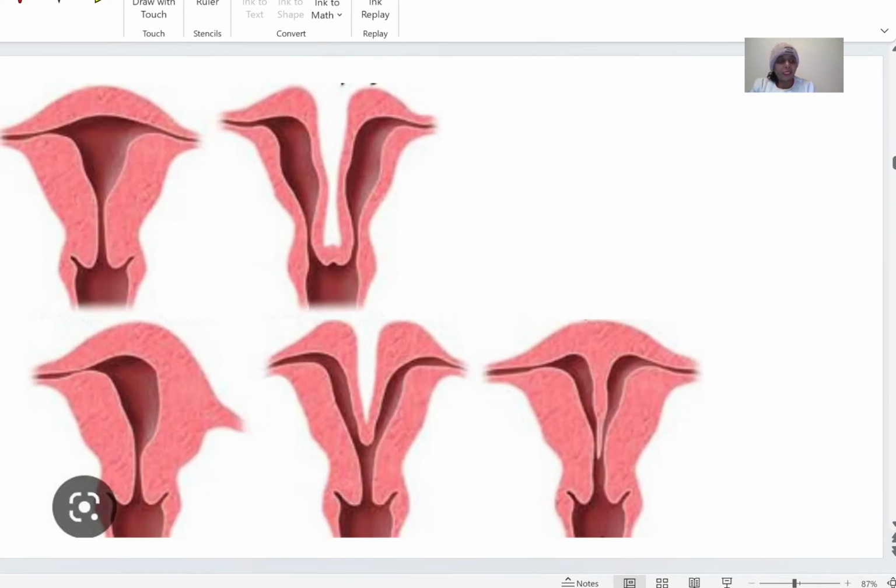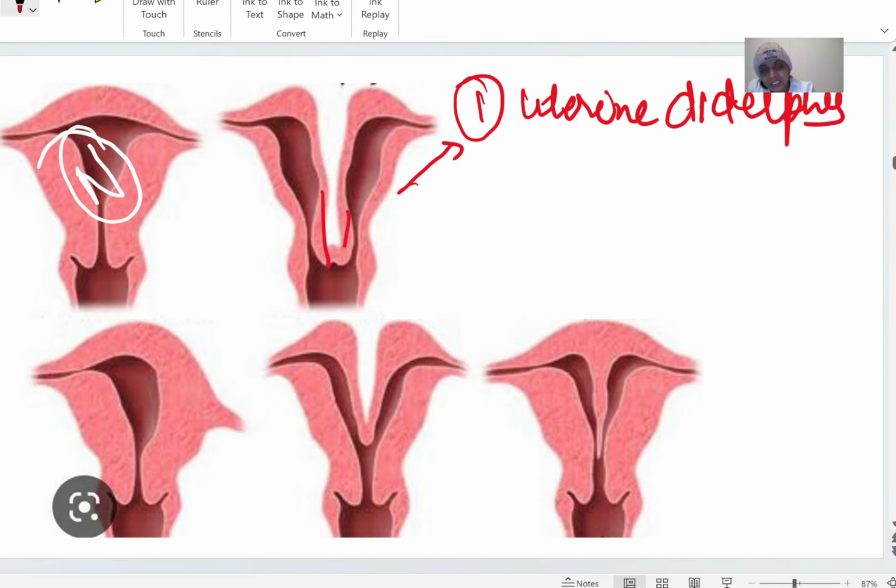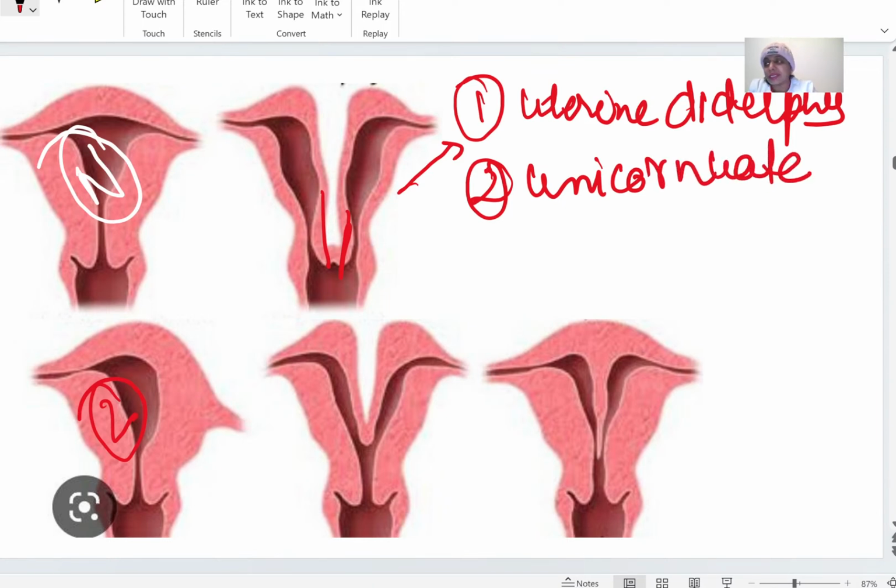Now let us come to Mullerian anomalies. Okay. Now this is the normal uterus. What is this anomaly, number one? Very good. This is uterine didelphys. How will you identify it? Because the cervix and vagina are also septate. What is this anomaly, number 2? This is unicornuate, because only one side has grown, the other side has not grown.